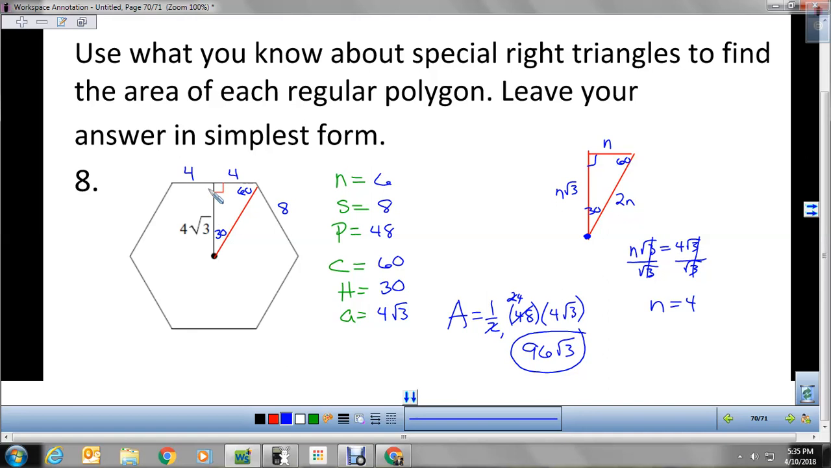So remember, if they give you the apothem and it's got a radical in it, then all you're going to do is divide out that radical and whatever's left. So in this case it's 4, double it to get 8, because this whole side here should be 8, just like all the other sides. Calculate your perimeter, you get your apothem, multiply it out.